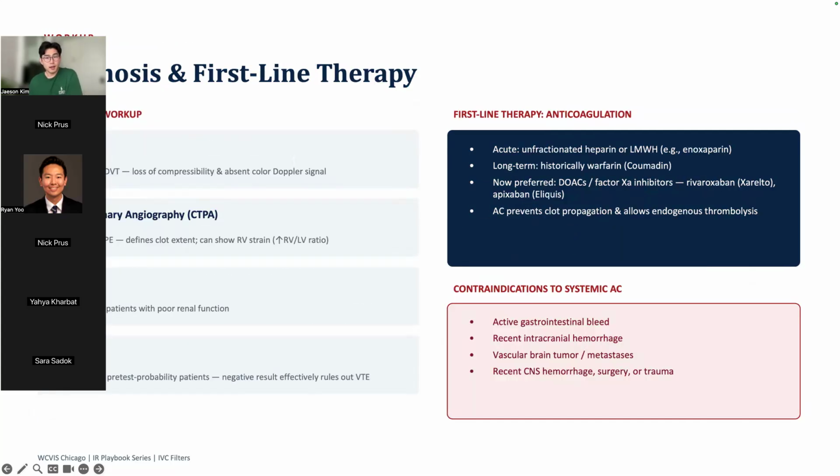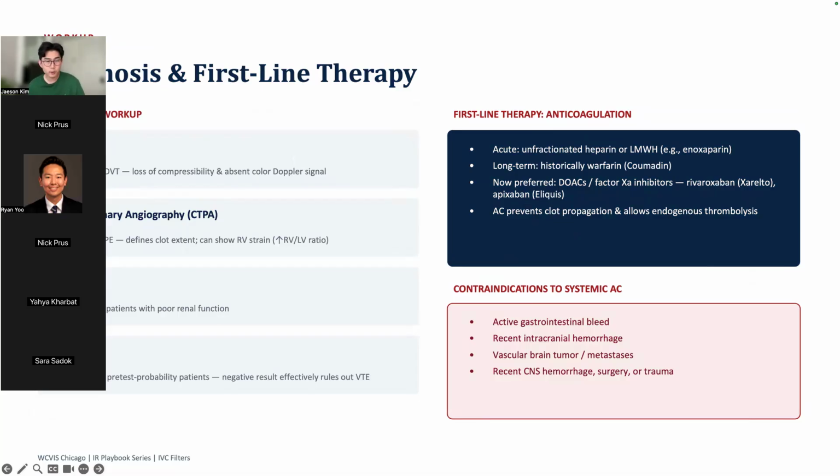Okay, so here's how the clots get diagnosed and treated, and I'll keep this part fairly quick. For leg DVT, the first test is usually an ultrasound, where the vein won't compress the way a normal vein should. For APE, the main test is a CTPA, which is basically a CT scan of the lung arteries, which can show where the clot is and can even show strain on the right side of the heart.